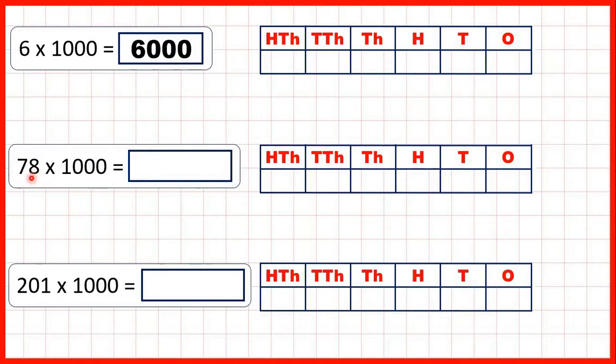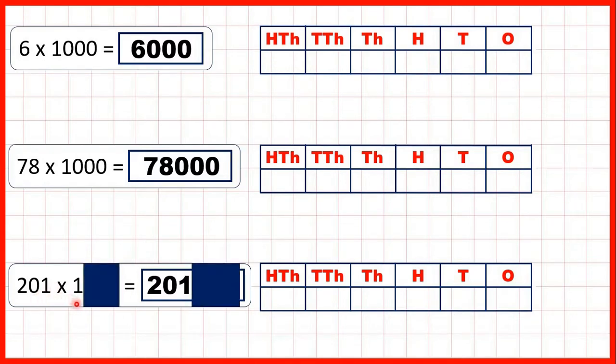Now we have 78 times 1,000. That's 78,000, so 78 with 3 zeros on the end. 78 times 1 is 78, but multiplying by 1,000 means we need to write these 3 zeros on the end of our answer. And finally, we have 201 times 1,000. That's 201,000. 201 times 1 is 201, so 201 times 1,000 is 201,000.